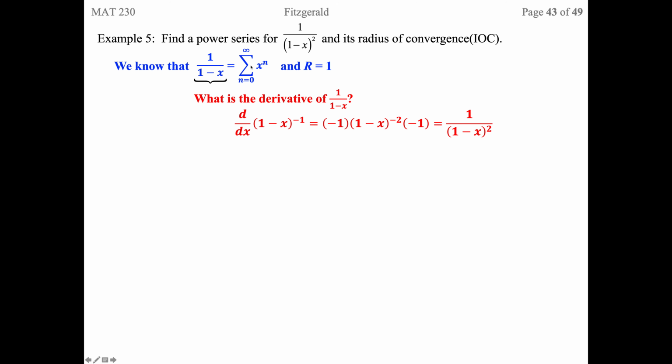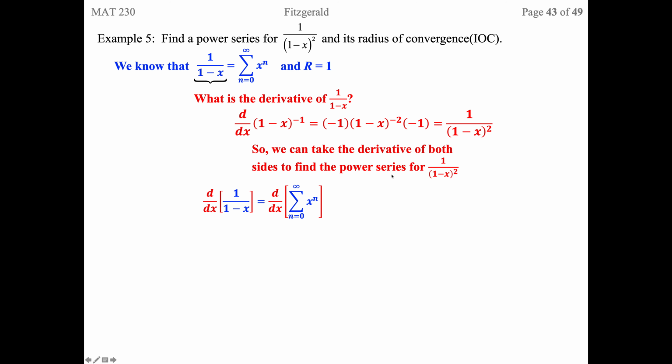So the derivative of our power series here that we've defined in the past is equal to this 1 over 1 minus x squared. So we can take the derivative of both sides of this equation and find our power series for 1 over 1 minus x squared. So let's go ahead and take the derivative of that. We already know that the derivative of this is going to be the 1 over 1 minus x to the second power. Take the derivative of our summation.